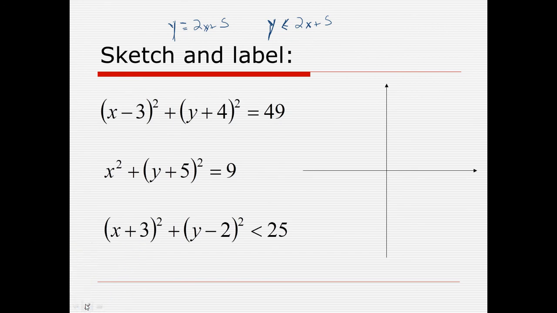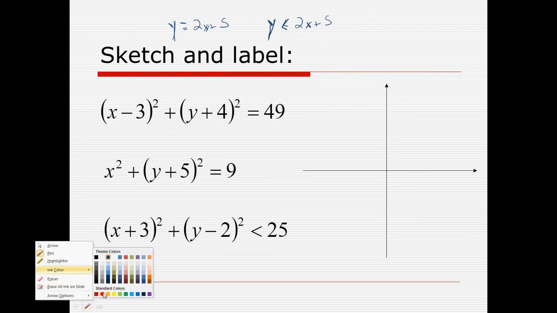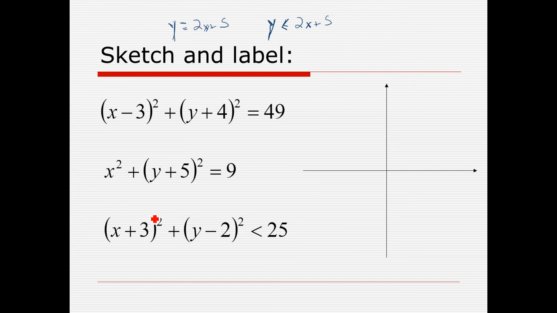Let's not worry about the inequality first. Let's just talk about this is a circle. X is squared, y is squared, and I have a radius squared, and the radius is an integer, right? The center is not 3, it's negative 3, comma 2, and the radius is 5. So let's not freak out. Negative 3, 2, and let's label negative 3, 2. Let's go 5 units to the right, 5 units to the left, 5 units up, and 5 units down.